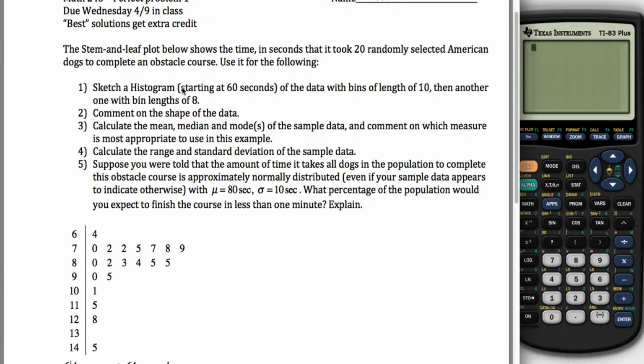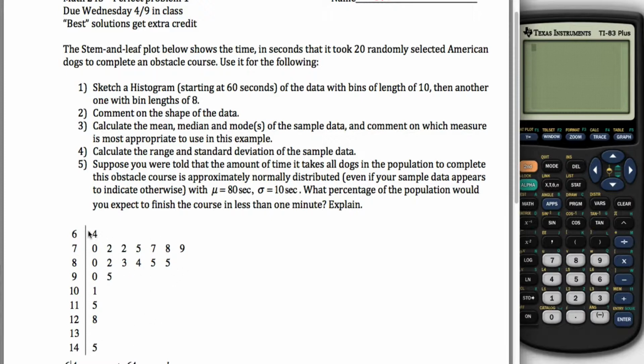I want you to sketch a histogram starting at 60 with bins of length 10. I'm going to make a histogram. I'm going to use my calculator to do it. You can do them by hand. The way I'm going to use my calculator is I first have to tell it all this data. So I got to understand what all this means.